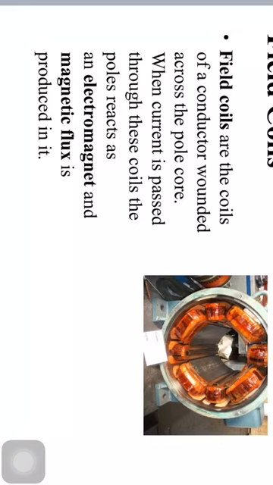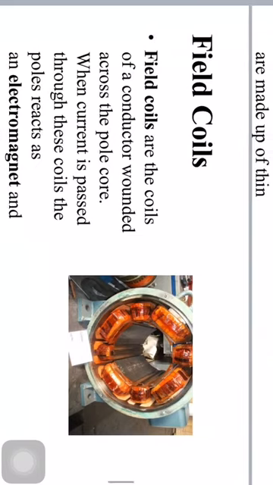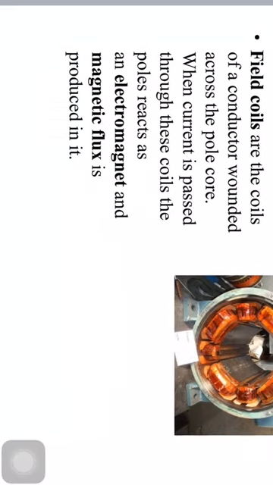So the field winding is divided into various coils. Those are called field coils, and these are connected in series with each other and wound in such a direction around the pole cores so that alternate north and south poles are formed. This is how the field coils are framed.